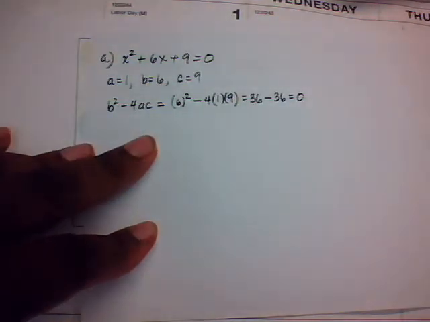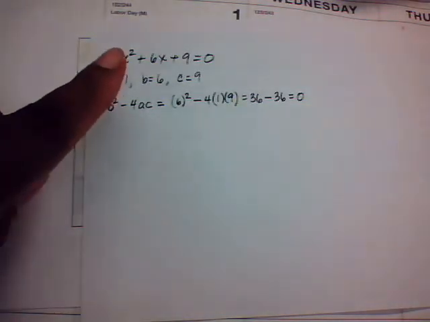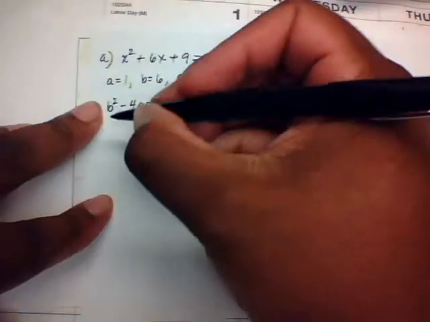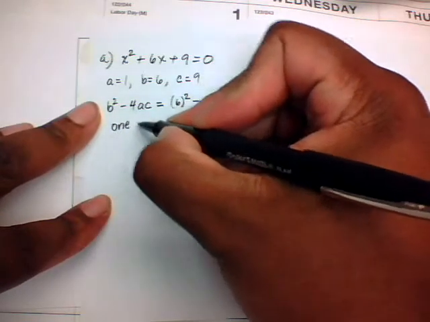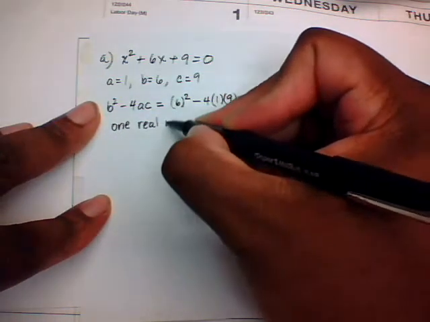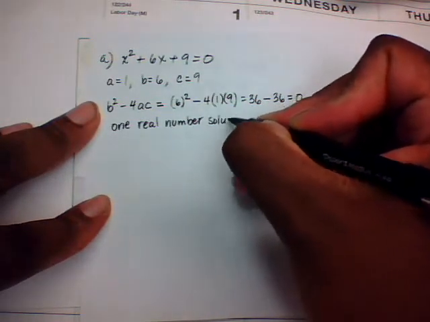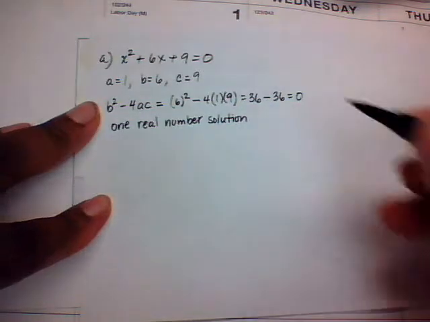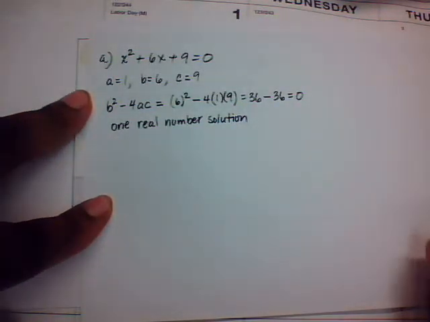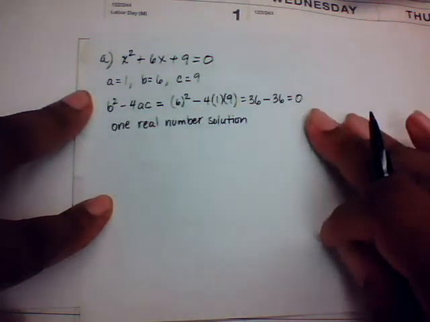So here the discriminant is 0, which means that this particular quadratic equation is only going to have one real number solution. Only one real number solution for this one, because our discriminant is 0.